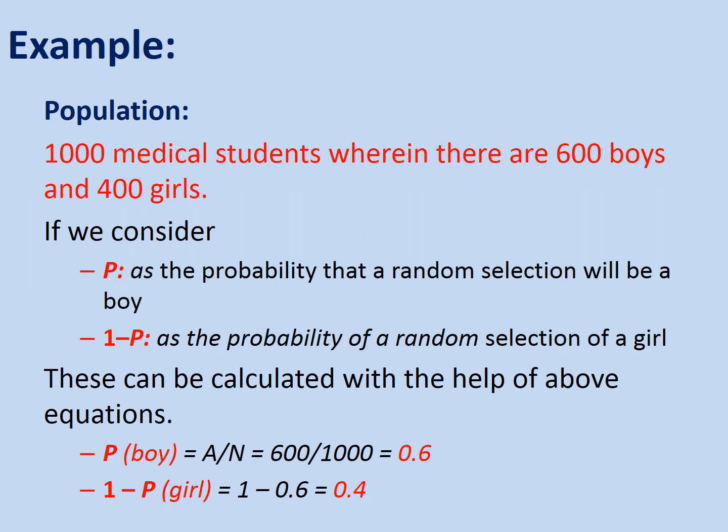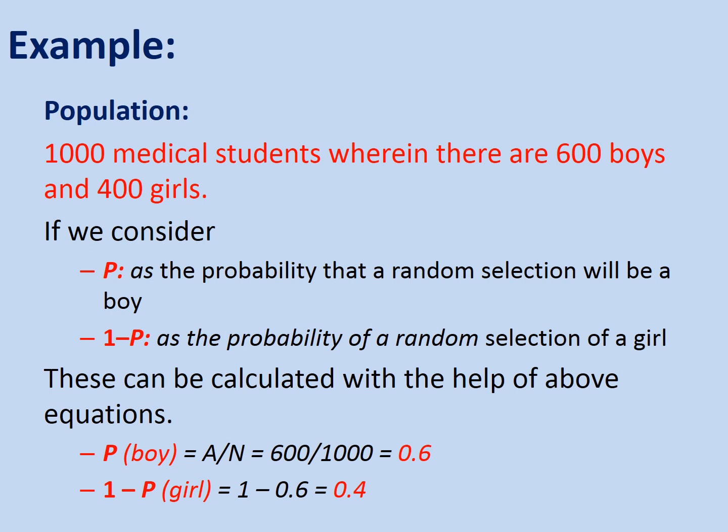The example is 1000 medical students, wherein there are 600 boys and 400 girls. If we consider P, the attribute here is that a randomly selected student will be a boy. So capital P stands for the probability that a random selection will be a boy, and 1 minus P stands for the probability of random selection of a girl.